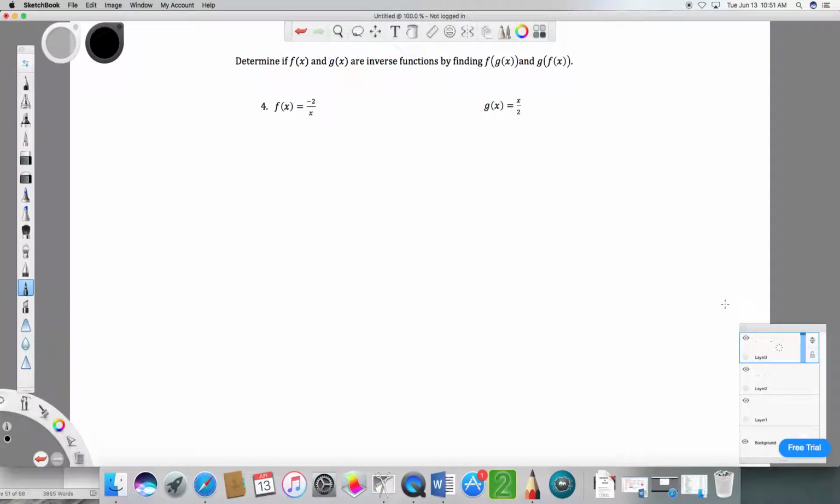We have two functions, f and g, and they're asking us to determine yes or no, are they inverses of each other? And they want us to determine that by finding the function composition of each one. So if f composed with g and g composed with f both equal x, then we conclude yes, they are inverse functions. If not, we conclude no, that they are not. So let's find f composed with g of x.